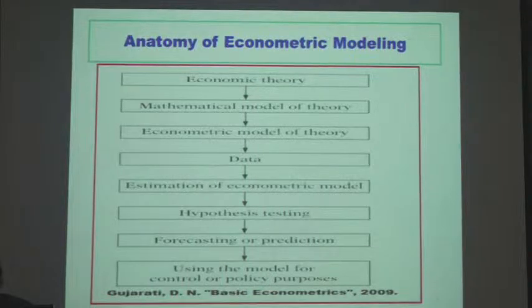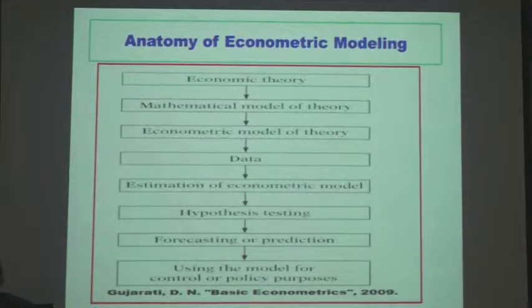First of all, we need economic theory. Economic theory tells us the relationship between the economic variables. Next, we need a mathematical model of the theory. We convert the economic theory into a mathematical model. Then we convert the mathematical model into an econometric model.